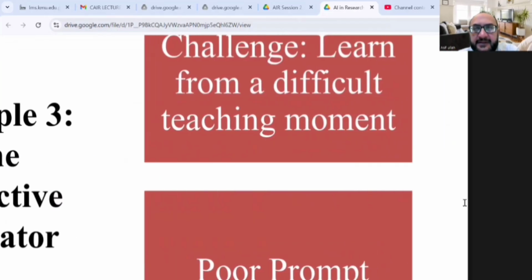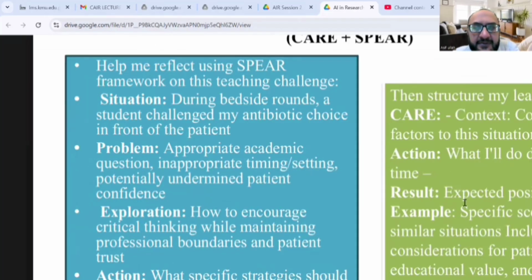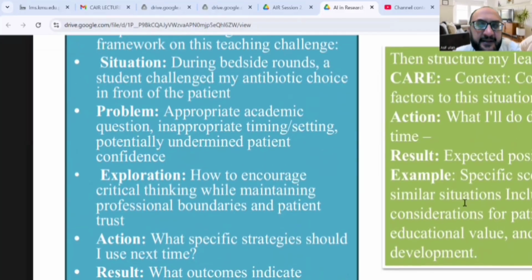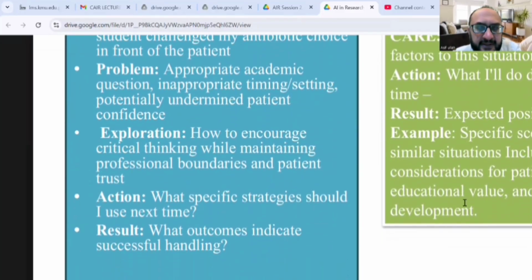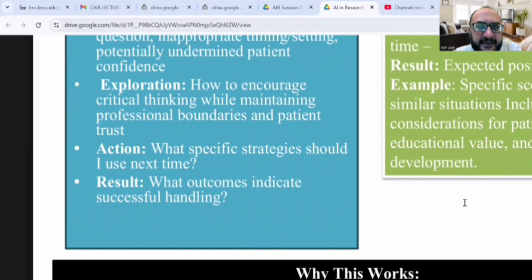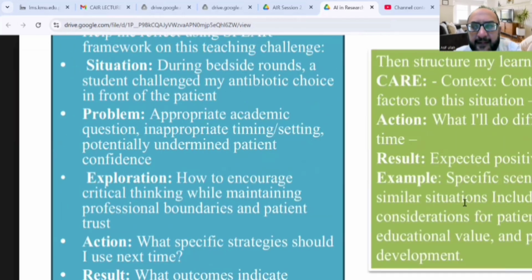Example 3, the reflective educator challenge: learning from a difficult teaching problem. The excellent prompt is CARE plus SPEAR. Here: help me reflect using the SPEAR framework on this teaching challenge during bedside rounds. Situation: a student challenged my antibiotic choice in front of the patient. Problem: an appropriate academic question, but inappropriate timing or setting, potentially undermining patient confidence. Exploration: how to encourage critical thinking while maintaining professional boundaries and patient trust. Action: what specific strategies should I use next time? Result: what outcome indicates successful handling?